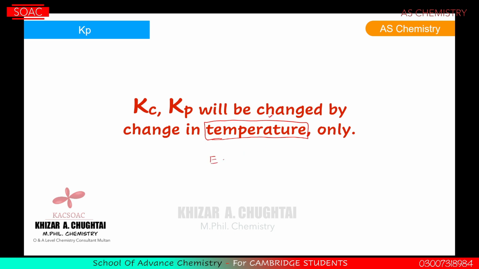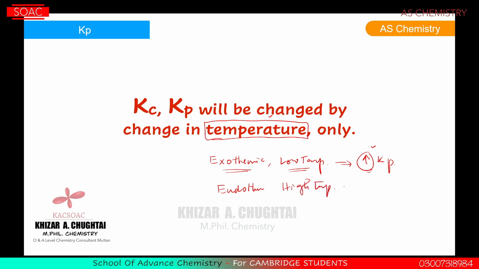If the reaction is exothermic, then low temperature will increase the value of Kp. So Kp will be increased if the temperature is low, if the reaction is exothermic. In case of endothermic, high temperature will increase the value of Kp, and reverse is also true.